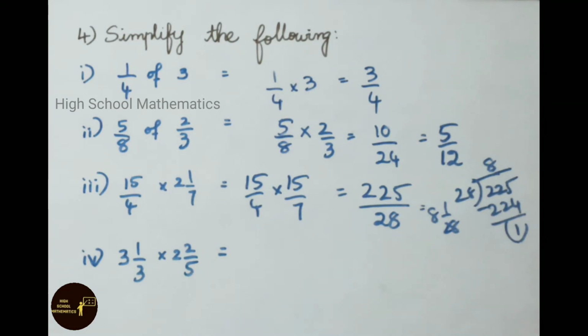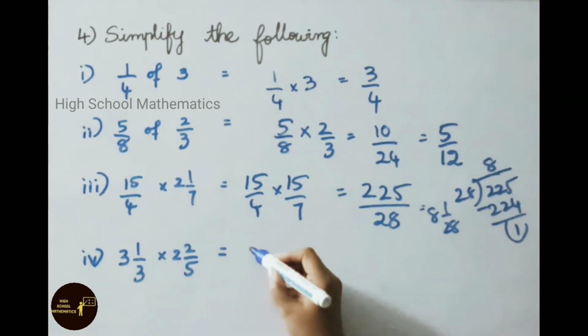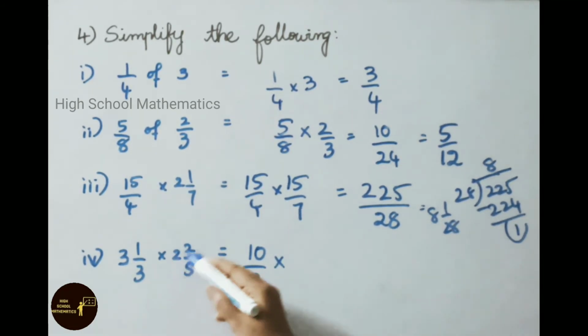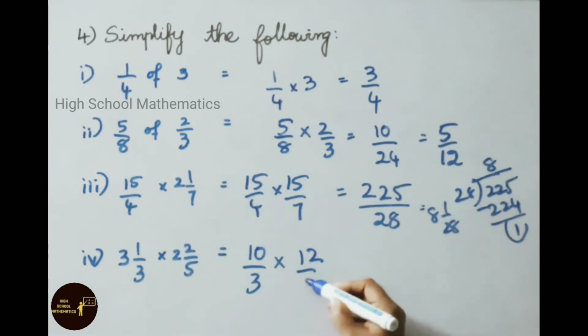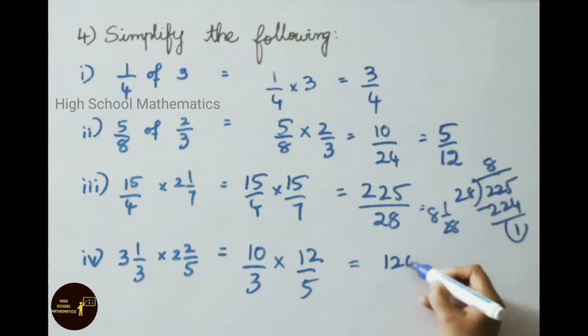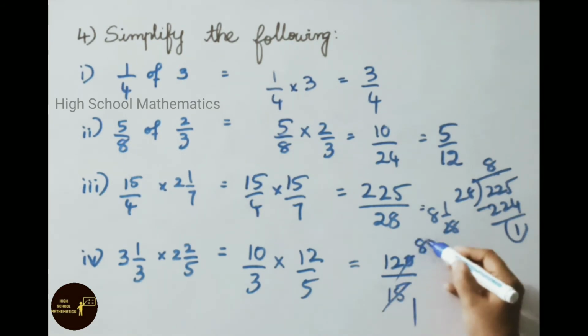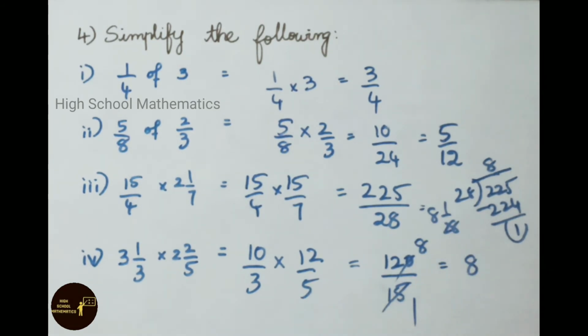See now fourth question, 3 1 by 3 into 2 2 by 5. Here both are mixed fractions. Let us convert them to improper. 3 threes are 9, 9 plus 1, 10. So write down 10 by 3 into 5 twos are 10, 10 plus 2, 12. Write down 12 by 5. That equals to multiply numerators and denominators separately. 10 into 12, 120 by 3 fives are 15. 15 table: 15 ones are 15, 15 eights are 120. So the answer is 8.